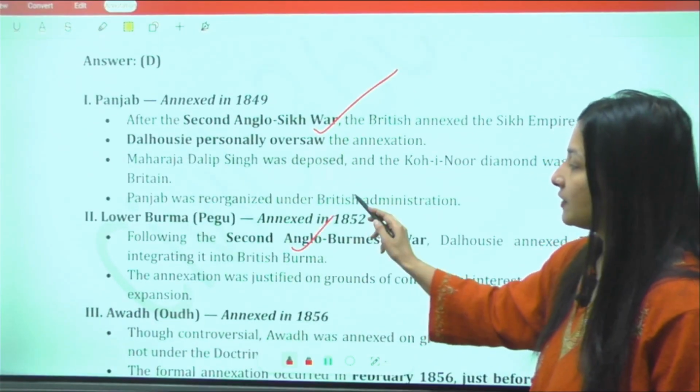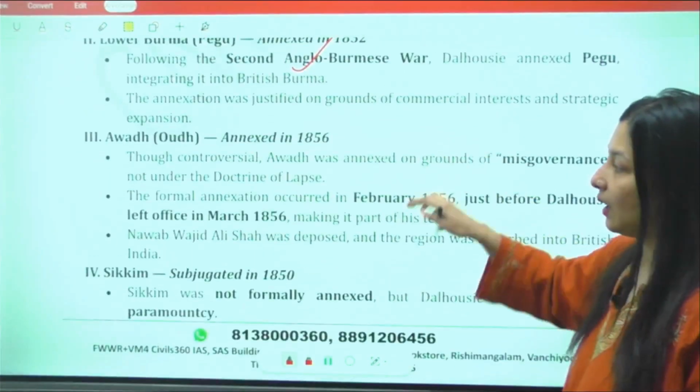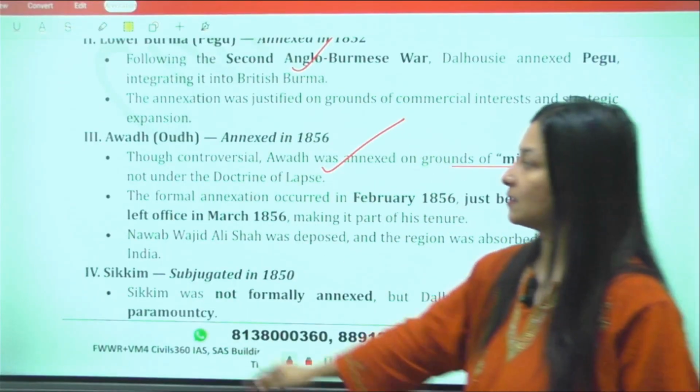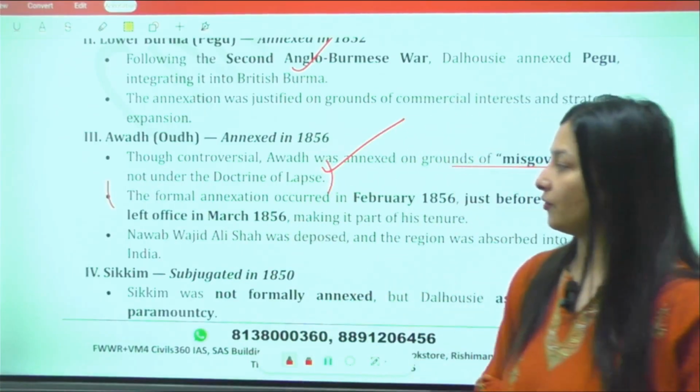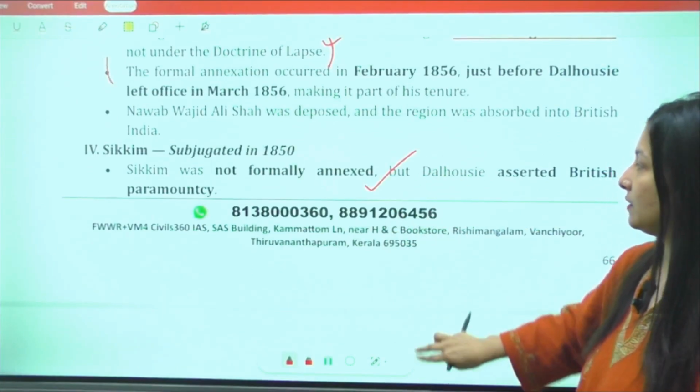And another after the Second Anglo-Burmese War, they had annexed Burma. Awadh was annexed again on the grounds of misgovernance. Please remember, not under the Doctrine of Lapse. And Sikkim was subjugated.